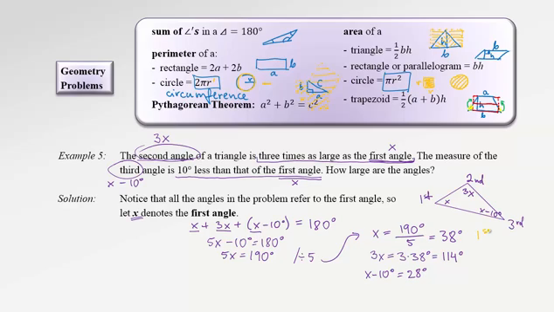This is our first angle, second angle, and the third angle. Let's give the formal answer. The three angles are 38 degrees, 114 degrees, and 28 degrees. You may want to double check this. If you add all the numbers, that's supposed to be 180. So check it on your own, please.